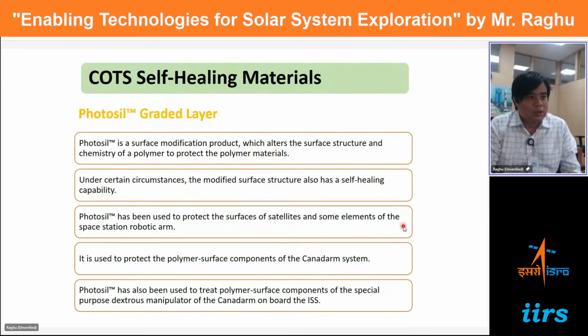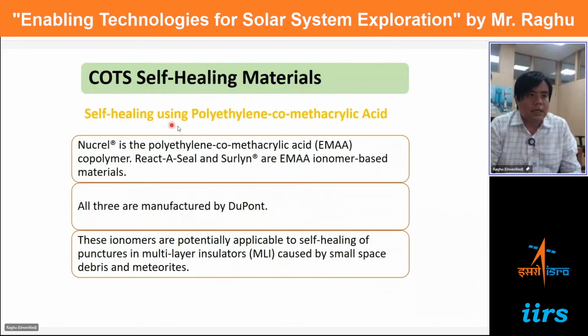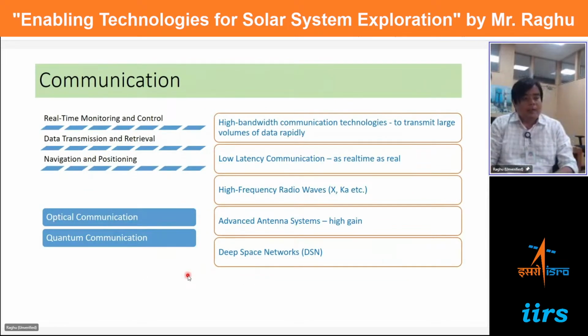Yeah, fine. So this photo cell graded layer, when it comes into light, its surface will be modified and it can have self-healing properties. Another is self-healing using Nucrel, which is a brand name. This is another material that has self-healing properties. Okay, this has already been used in the International Space Station, in the MLI, the multilayer insulations, damaged by small debris and meteorites. So there is an area where you can think.